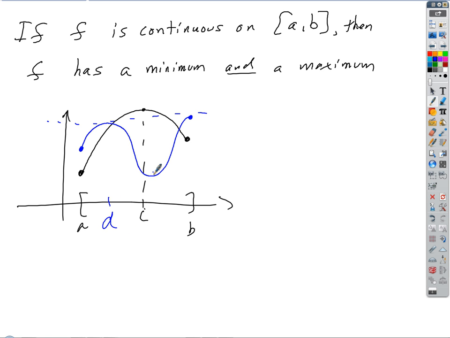That's supposed to be at C. Okay, can you tell me about the absolute extrema here? Those are supposed to be the same height. I didn't draw it.